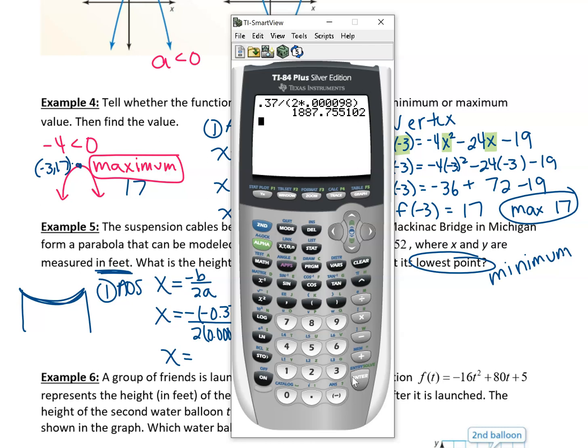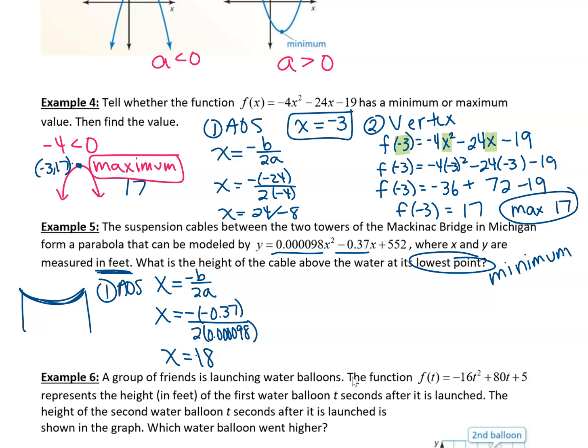Wait, that's what I'm saying. Something's different. These are fine numbers. Yes, these are perfectly acceptable numbers. We're going to go ahead and round to the nearest whole number. So that would make this 1,888. And that's our x.